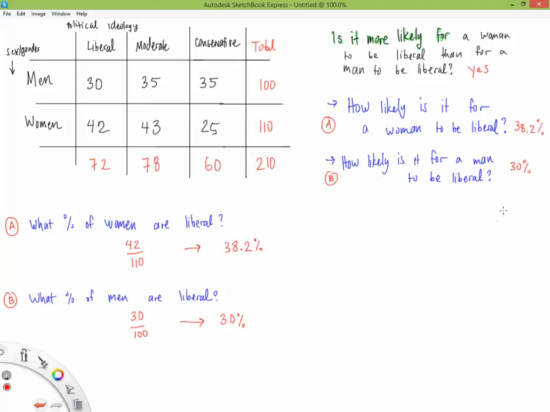So far, so good? All right, let's try another problem like this. I'm going to give you a table, and I'm not going to have all of these other questions in between. I'm going to just put a question like this: is it more likely for this than this? And then you have to come up with the right questions to ask and the fractions to be made.